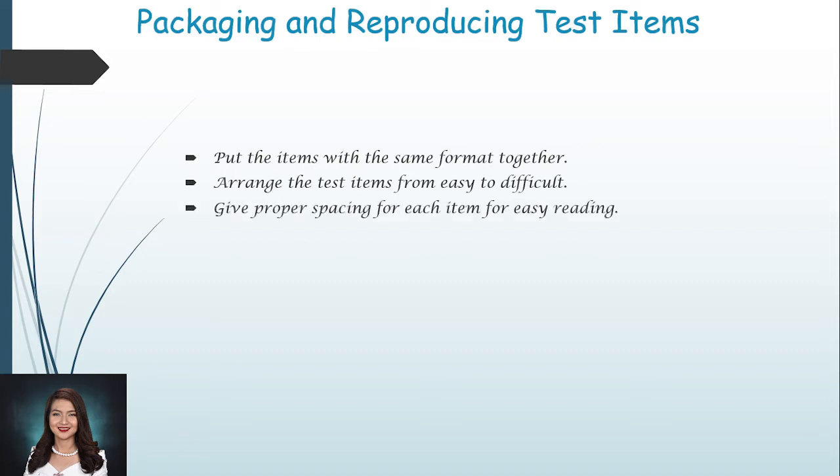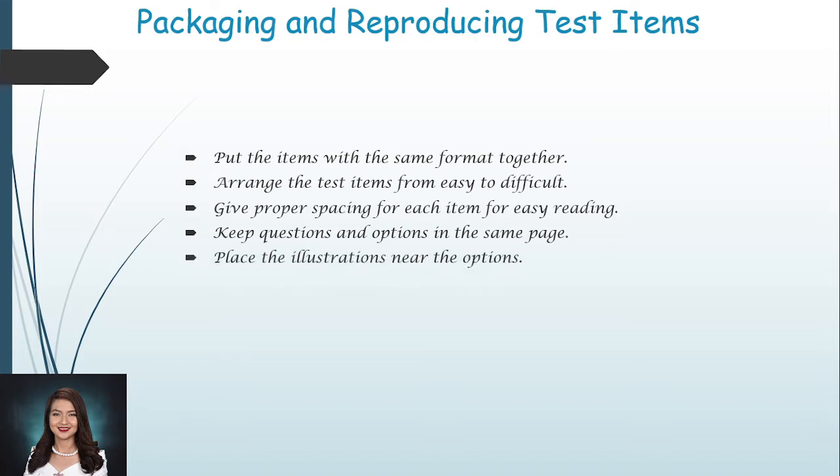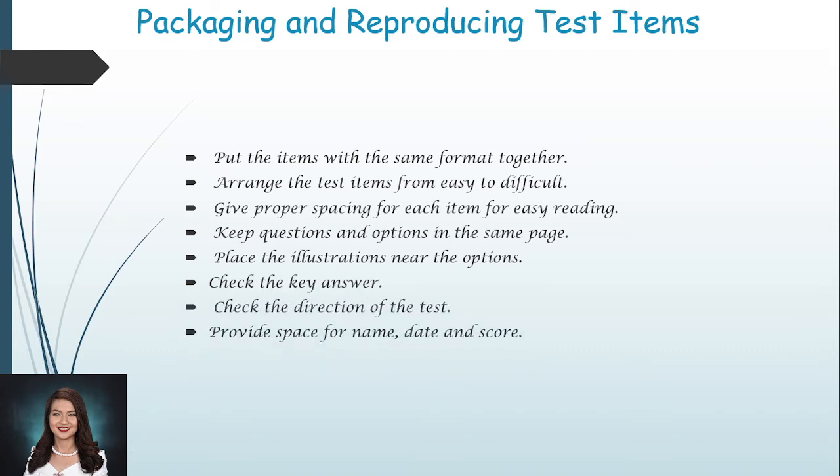Give proper spacing for each item for easy reading. Sometimes the reason why students got a low score is because of this. Keep the options on the same page. Place the illustration near the options. Check the answer key. Check the directions of the test. Provide space for name, date, and score. Proofread the test and reproduce the test.